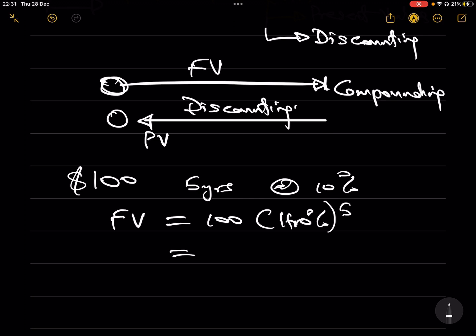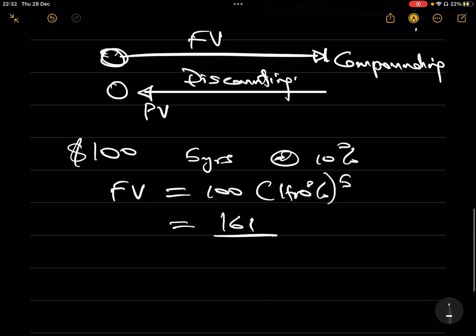Okay, your calculator can quickly do that. That's 1.1 raised to power 5, then multiply by 100. And that gives you 161. So that's the future value of 100 in 5 years at 10%.